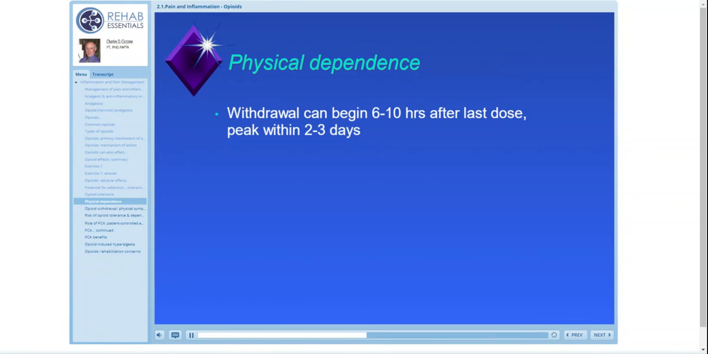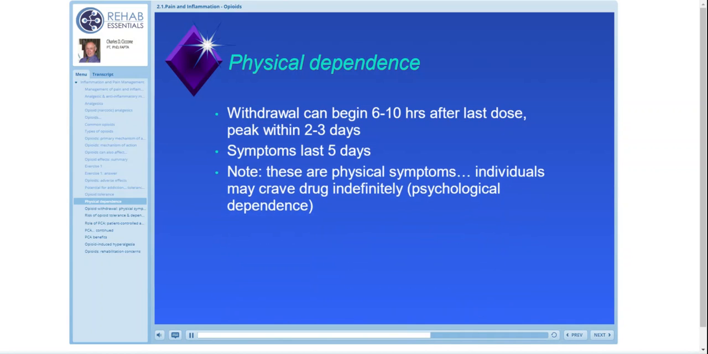These withdrawal symptoms peak within about 2 to 3 days after the last dose. And they typically last about 5 days, so well within a week. And again, these are physical symptoms. Individuals who are addicted or possibly have addictive potential may still crave the drug forever. Again, different problems. Psychological dependence, which is even more.